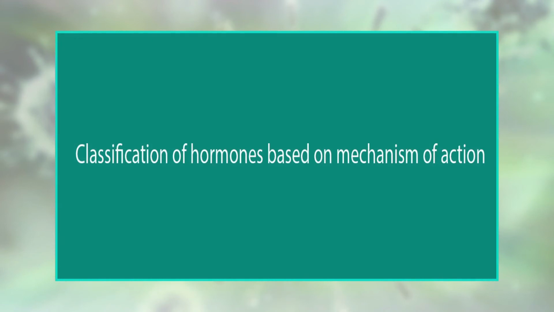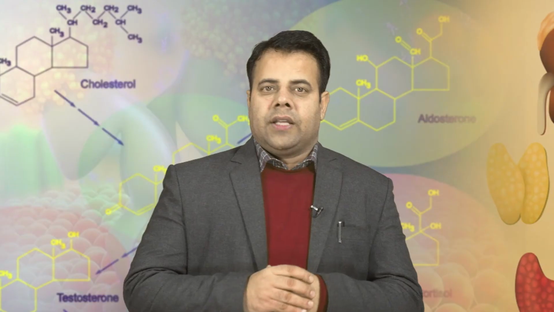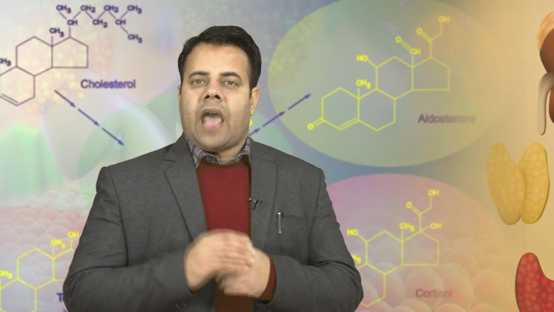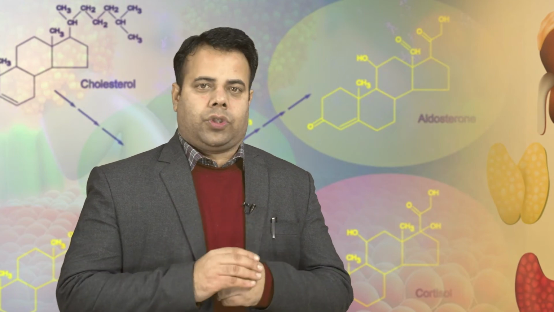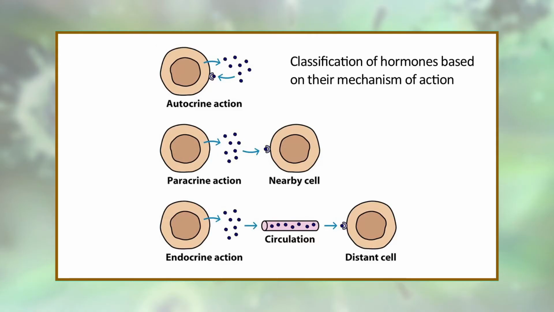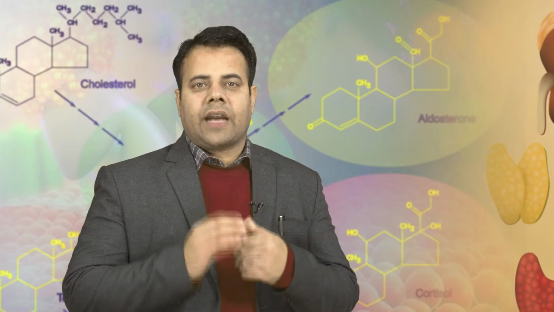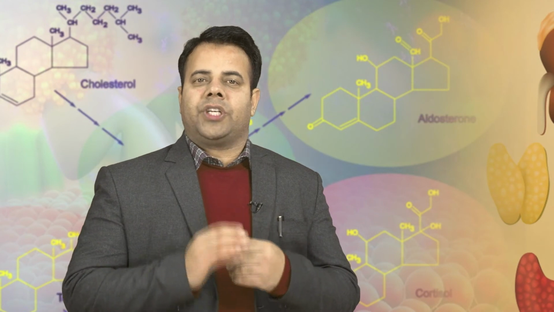Dear students, moving ahead, our next classification is based on the mechanism of action of hormones, that is how these hormones act at their target tissues. This group is categorized into three types, that is endocrine, paracrine, and autocrine hormones. Let us discuss each of them in detail.